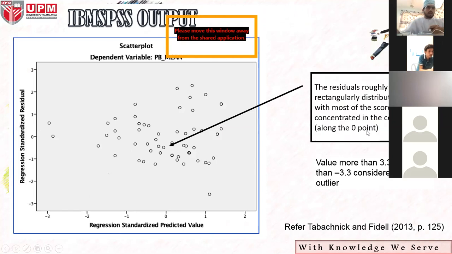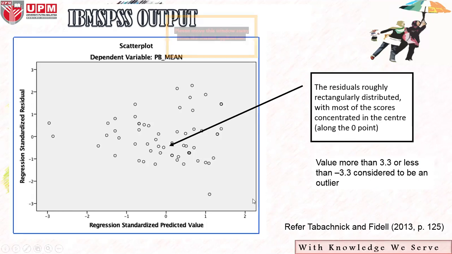This is the value, the cut off point. If the value is more than 3.3 or less than negative 3.3, it is considered an outlier. So if we look at this case, the values still range between -2 and 2. So there is still no outlier.